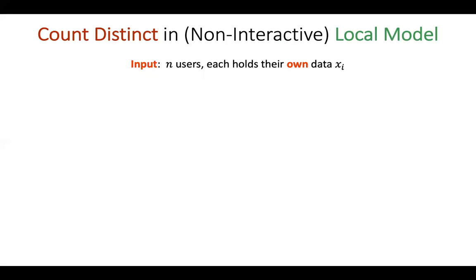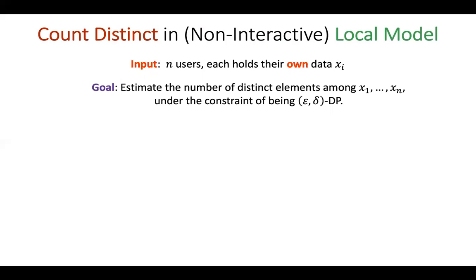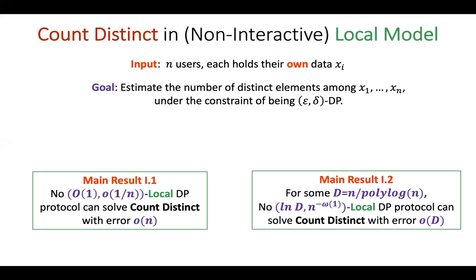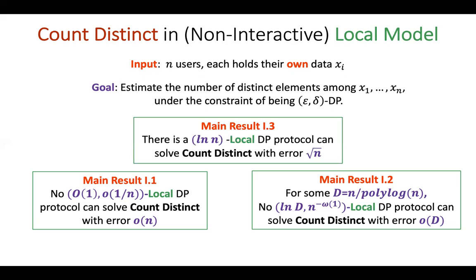First, for the local model, we show that no constant epsilon, 1 over n delta local DP protocol can solve count distinct with sublinear error. Second, we show that not only for constant epsilon, in fact, for some d equals n by polylog n, for ln d epsilon, the problem is still nearly maximally hard. That is, the error has to be n by polylog n. And surprisingly, we further show that if we increase the epsilon from ln d to ln n, then the problem suddenly becomes much easier. It can be solved with error square root n. Note that ln d equals ln n minus log log n, so it is very close to ln n. Our first result is proved by dominated protocol, and the second result is proved by moment matching. I will talk about them when we get to techniques.